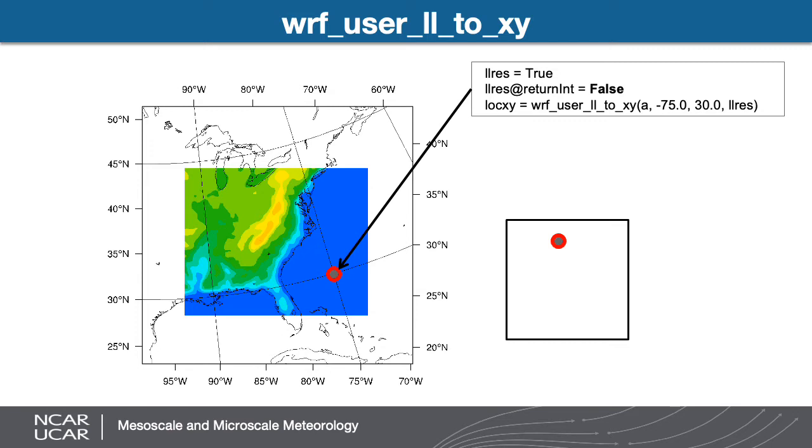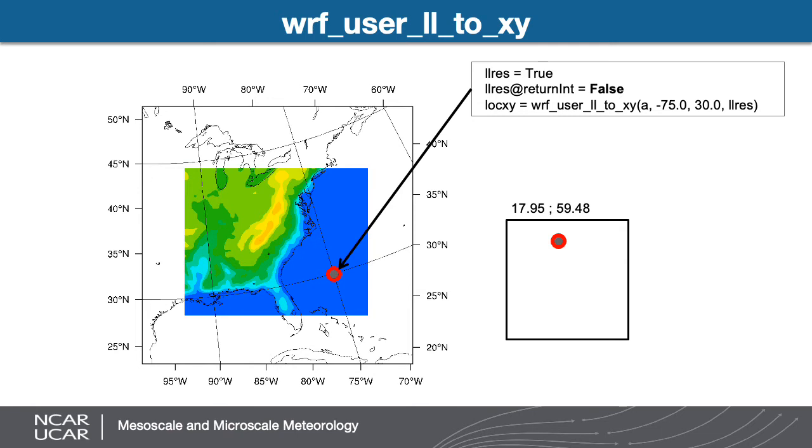We're going to set our resources to true. We're calling them lat-lon resources. And we're also going to say llres@returnInt equals false, so it's not going to return an integer. Now we're going to name our output variable locxy, and we'll call the function WRF user ll2xy. We're going to point it at our WRF file that we read in. Then we give it the longitude and then the latitude and point it to those resources that we set. What comes out of that is 17.95 and 59.48.